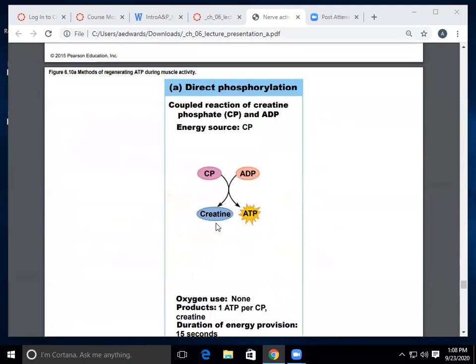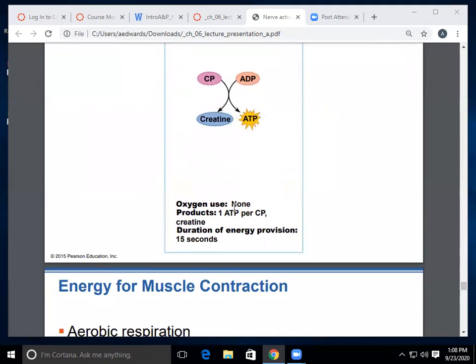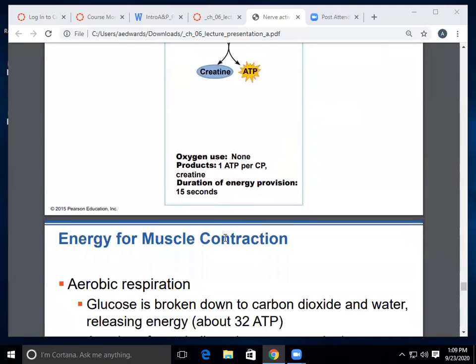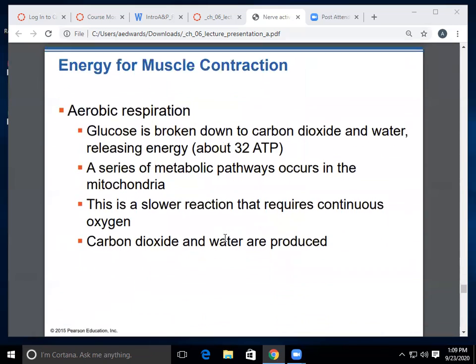Okay, so here's another view of that direct phosphorylation. So again, you take your creatine phosphate and your ADP, you move that phosphate over here, you get creatine and ATP. Doesn't require oxygen, you get 1 ATP for every creatine phosphate. It takes about 15 seconds.